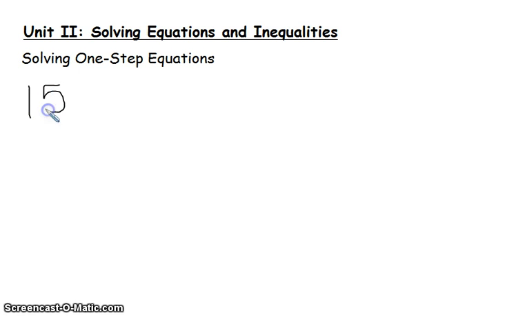15 plus s equals 42. So one step, very simple, we're trying to solve for s. We have to analyze what type of number or what's going on with the s. And right now, with the s, we are adding a 15. And more specifically, we're adding a positive 15. It's understood to be positive because there's not a sign there in front of it.